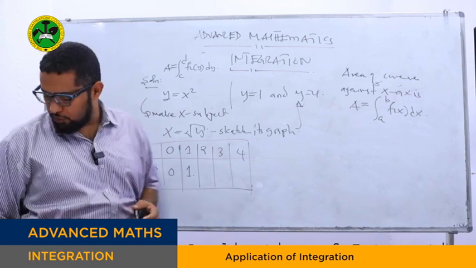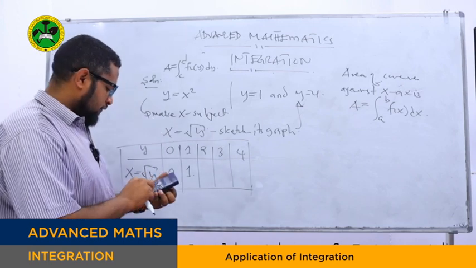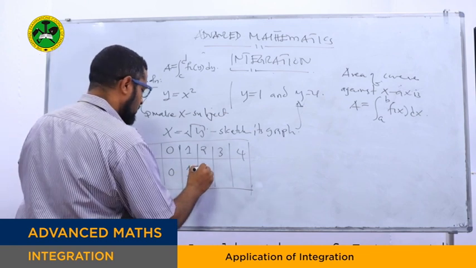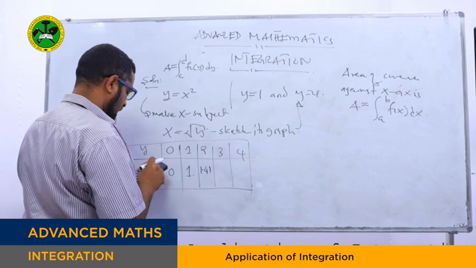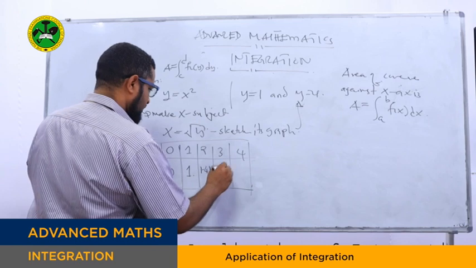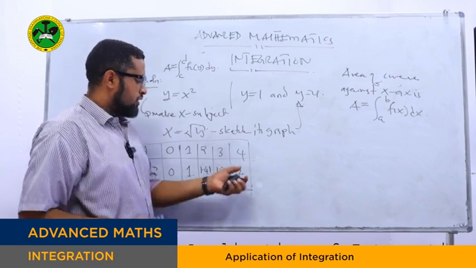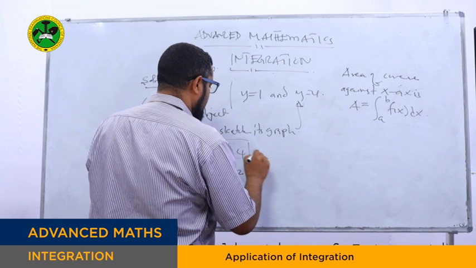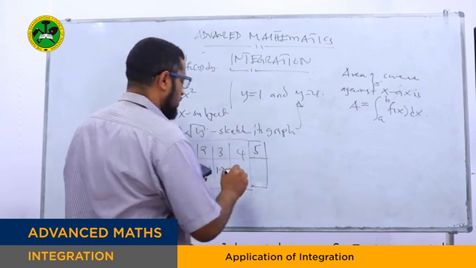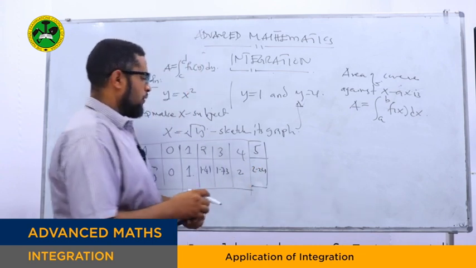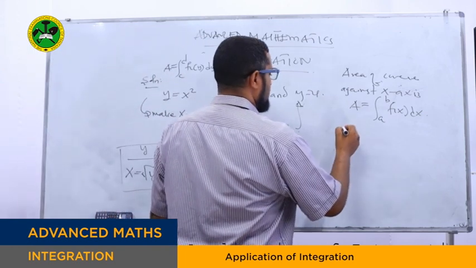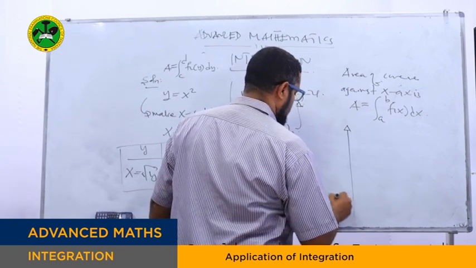The root of 2, you can use your calculator. The root of 2 is just 1.41. Again, the root of 3 is just 1.73. The root of 4 is just 2. It's enough, or you can add the last one. Let's say 5. If we find the root of 5, we are going to get 2.24. Thereafter, now sketch the graph and see where the area is going to be seen.